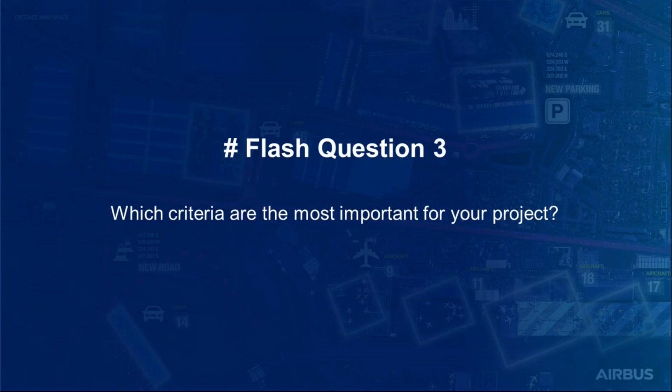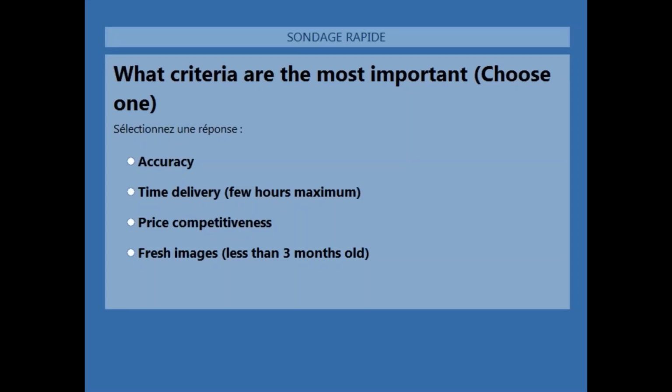Okay, so time for our poll question number 3. We are interested in knowing which criteria are the most important for you. Please choose one among accuracy, time delivery, price competitiveness, and fresh images. As a reminder, you can ask any question in the question panel, so please feel free to come in and ask your questions. We see your answers coming in.